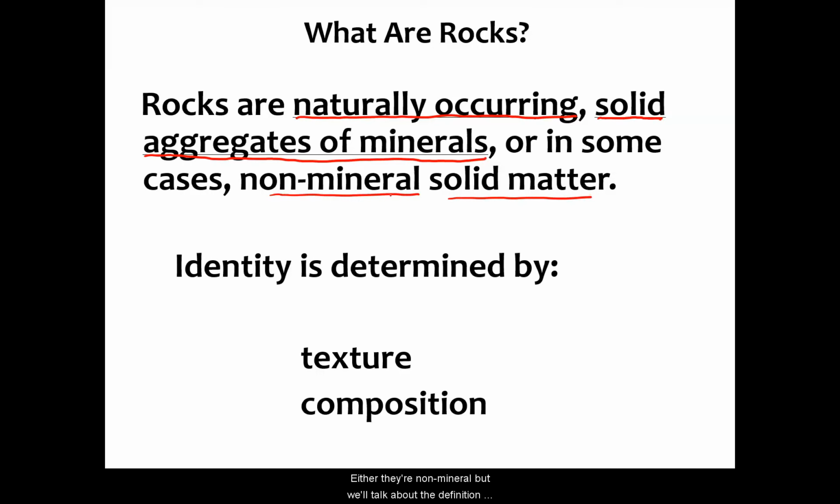Either they're non-mineral, well, we'll talk about the definition of mineral soon, but some of these might be because they're organic, they're not inorganic. That's a key part of the definition of a mineral. Some of them because they're not quite crystalline, we'll talk about that as well, but if they're amorphous solids, we won't call them minerals, but they might still end up being called rocks. So 3 parts: naturally occurring, solid aggregates of usually minerals, but sometimes other non-mineral solid matter. 1, 2, 3.